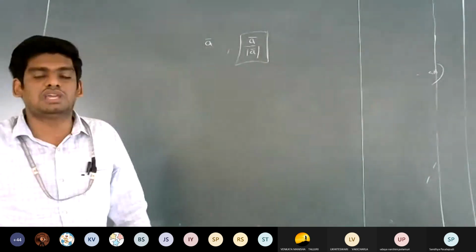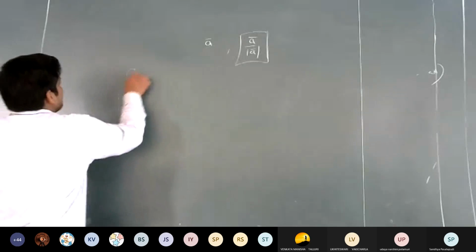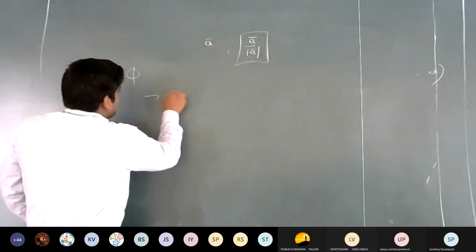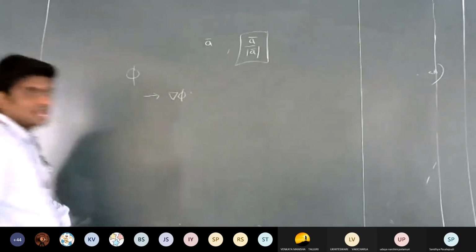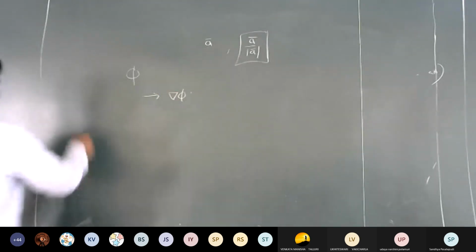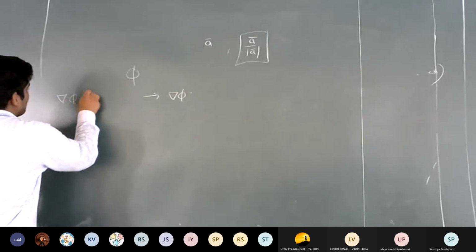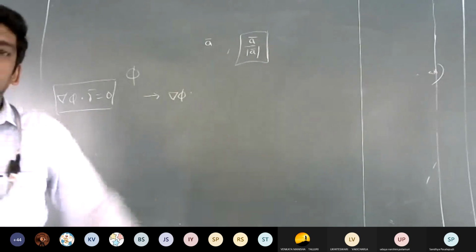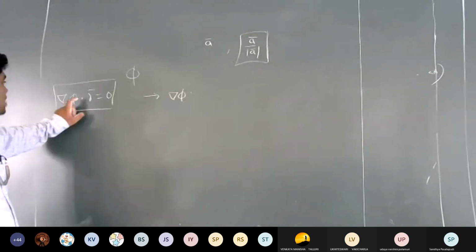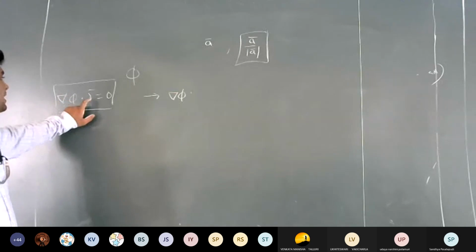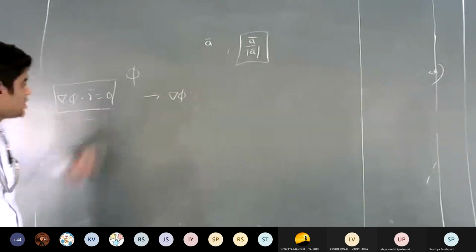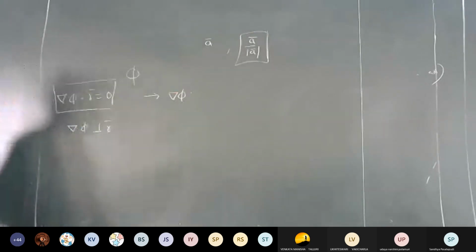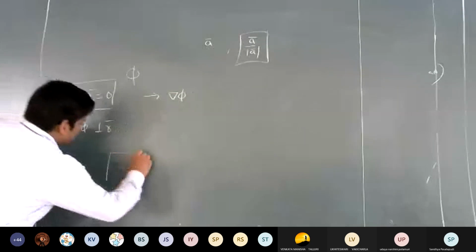Similarly, like a vector, you can find the unit normal vector through a scalar field. Suppose phi is any scalar field, its normal is del phi. Why? Because we already proved one result, that del phi dot r bar is equal to 0. This was proved based on the tangent equation in the earlier classes. That means the dot product of the gradient with the position vector is equal to 0, so del phi is perpendicular to the position vector. Suppose this is the position vector.